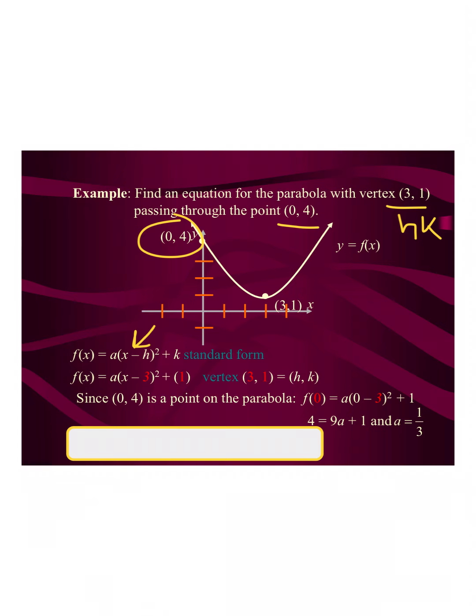and if we do some simplifying, 0 minus 3 is going to be negative 3, squared. So that's how I get my 9a, and then I still have that plus 1. Looking at that equation, if I subtract 1 and divide by 9, I finally get my a value of 1/3, and that was the missing piece that we needed. So we can take our a value, combine it with our vertex, and plug them in to get our final equation.